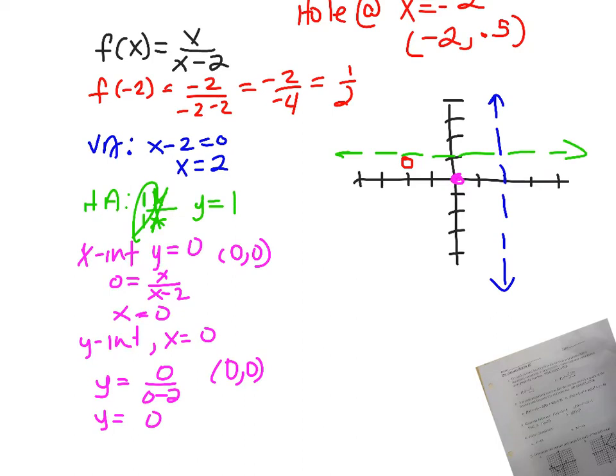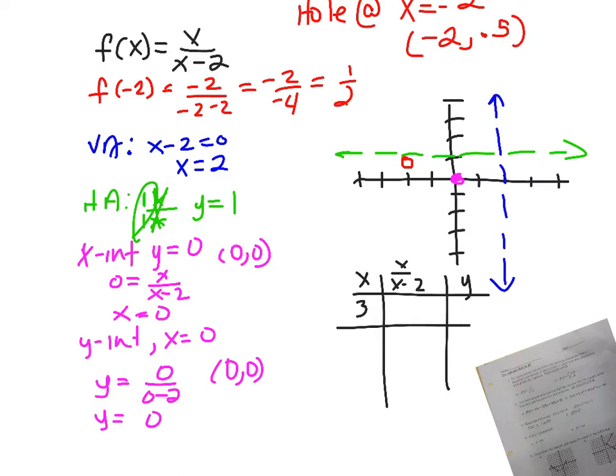All right, so now let's make our table of values. So remember, cleaned up version, x over x minus 2. All right, so let's see. I definitely need to pick 3 and 4 over here on this side because there's nothing going on over here. I definitely want to pick 1, and I'm going to pick -1. All right, so I'm going to put in 3, 4, 1, -1.